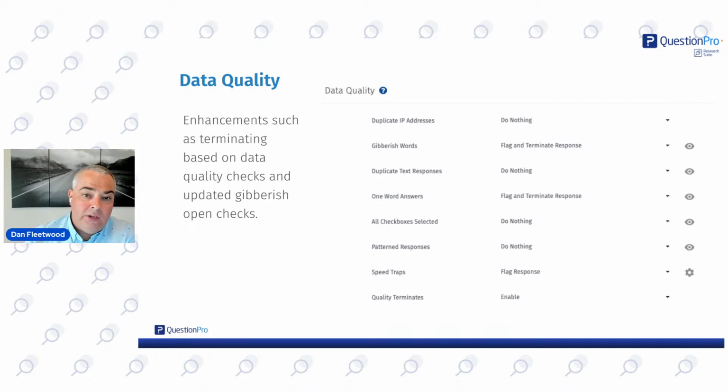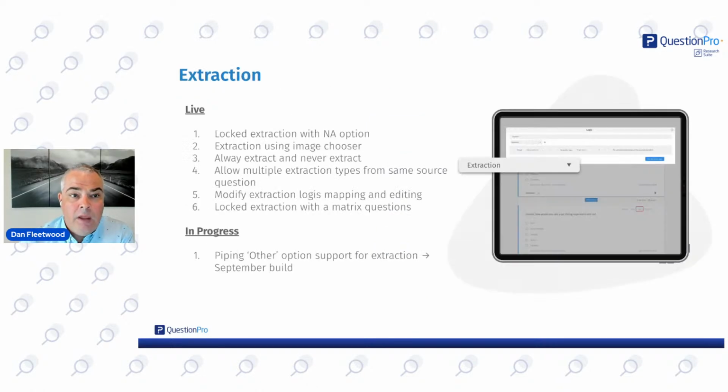But these are all things that are currently available, and you can flag responses, you can choose to terminate. And as I mentioned, we'll be coming out with the ability to terminate if a number of these are met. So let's say you have 5 of these on, if 3 are met, then you can terminate. So that's something that is coming up quickly as well, as I mentioned, in September. So we see data quality as something that's super important. We're only going to continue to invest in it because it's something that is much needed in the industry today.